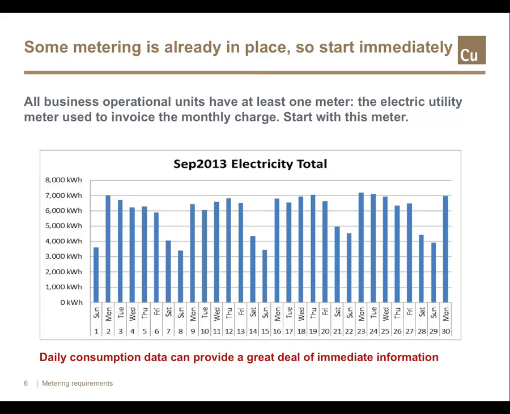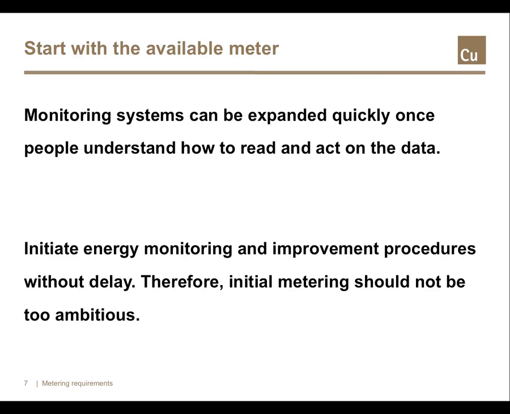Any business operation unit will have at least one meter: the electricity meter used by the utility company to invoice you for energy charges every month. Start with this meter if your top management says they can't afford to fit additional meters. Don't make too much of a fuss about meter availability. Start with what is available.